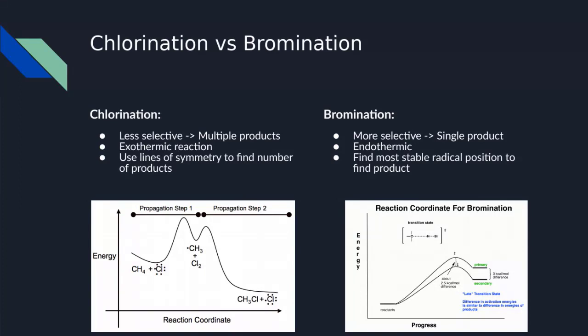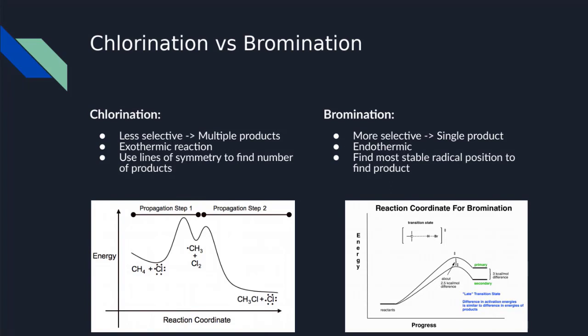Our transition state is closer in energy level to our reactants than to our products. And because of that, we will see a lot more possible products. Because of that, you will also possibly be asked to count the number of possible products. One way to do this is to use lines of symmetry so that you can make sure that you're not creating any repeat products when counting those possible products.